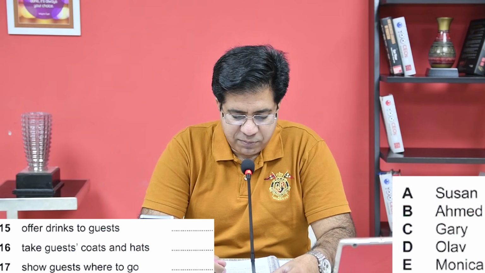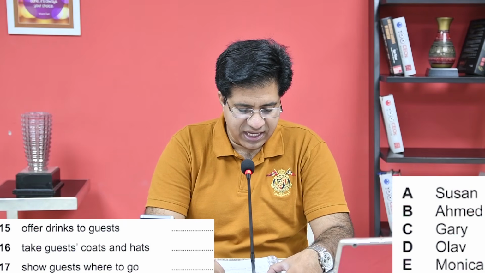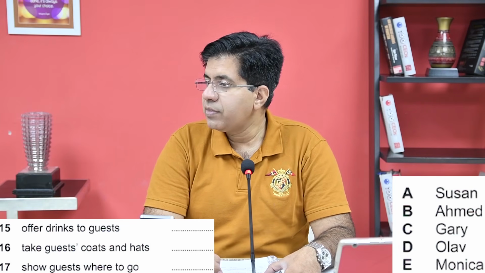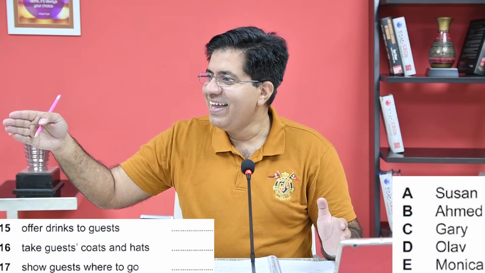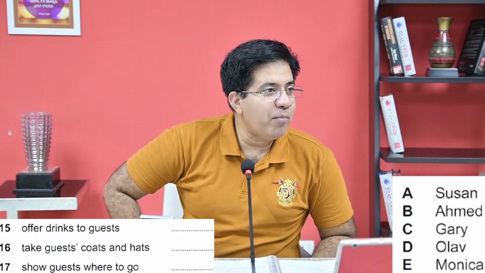Who will be responsible for the following jobs as the guests arrive? What are the jobs? Question number 15, offer drinks. Question number 16, take guests' coats and hats. Question number 17, show guests where to go. So who is going to do what? Like you wash the dishes, you cook the food, you set the dishes, you eat the food, something like that. Who is going to do what? The names are Susan, Ahmed, Gary, Olaf, and Monica.